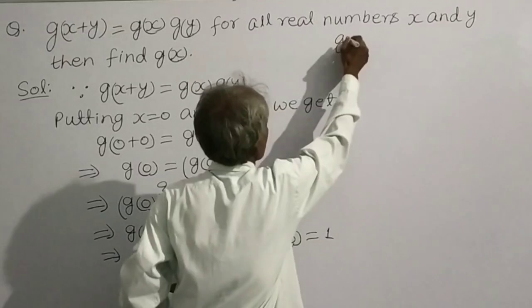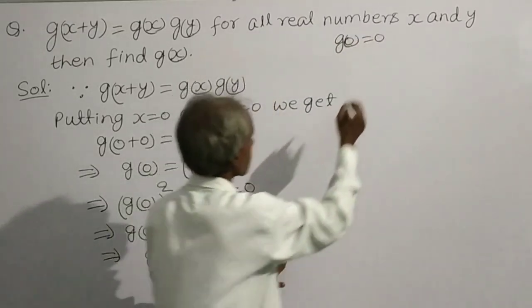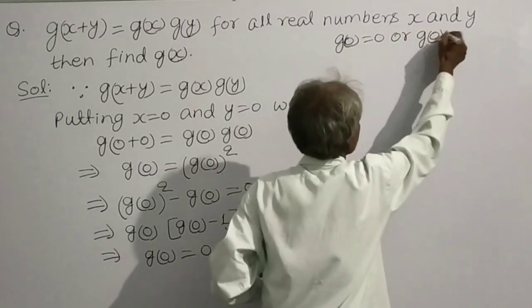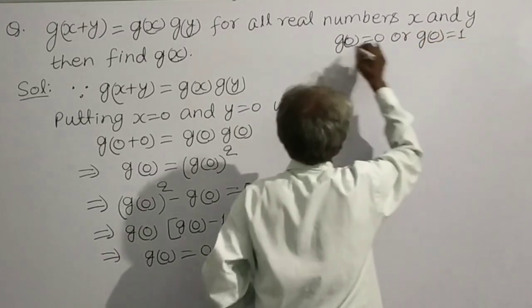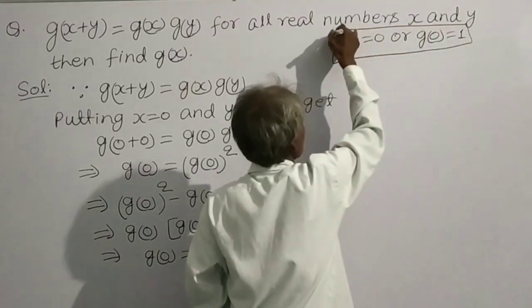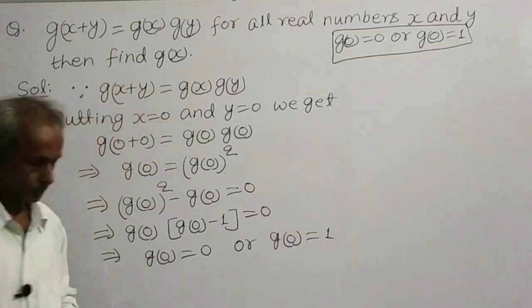g(0) is equal to 0 or g(0) is equal to 1. Two cases. We will consider each case separately.